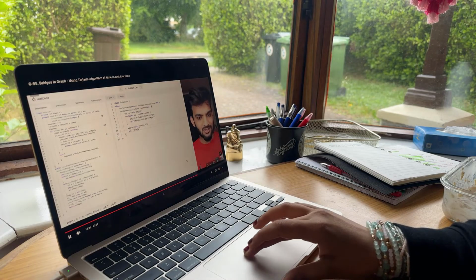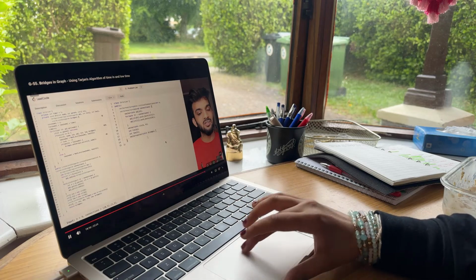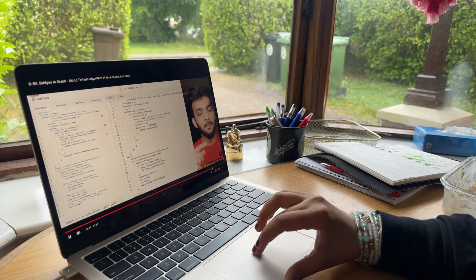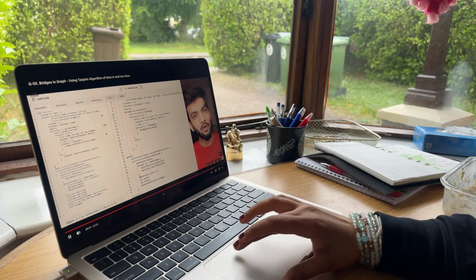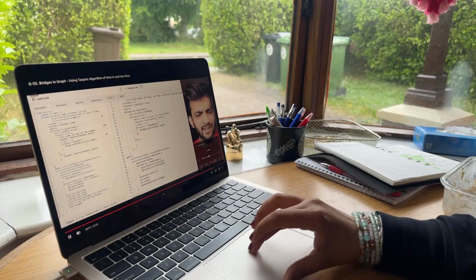You can mark everything as 0. That means they got split into two different components. They can write it as IT and node. This is a bridge. You can write it as node and IT as well.